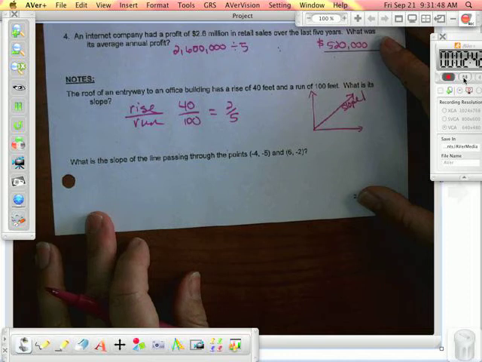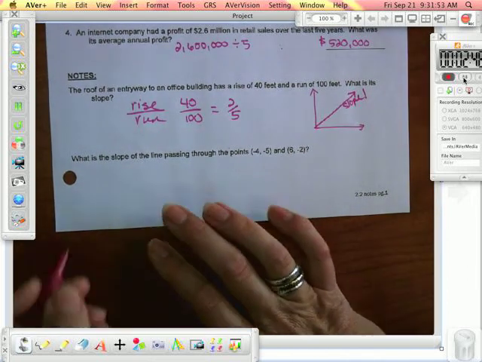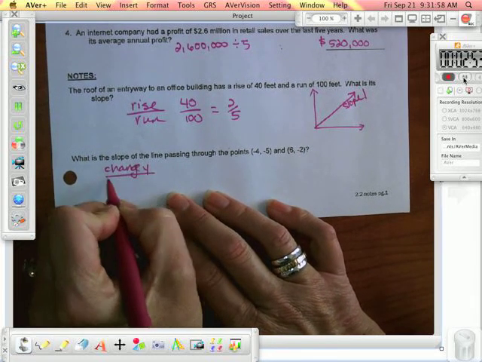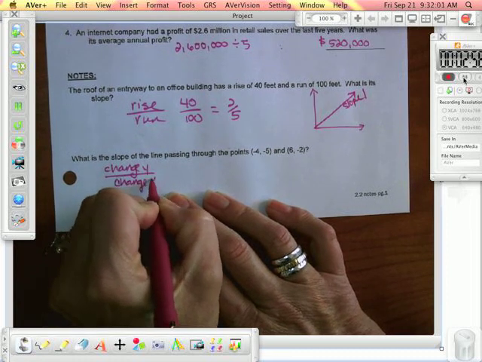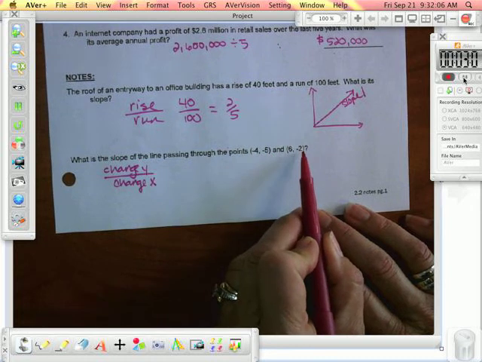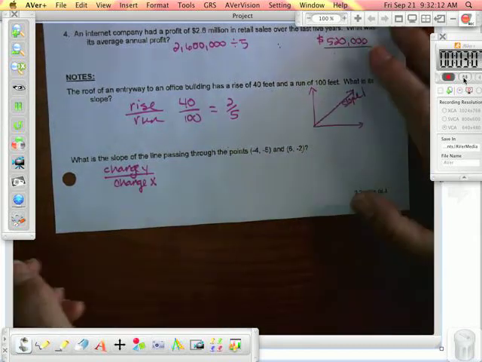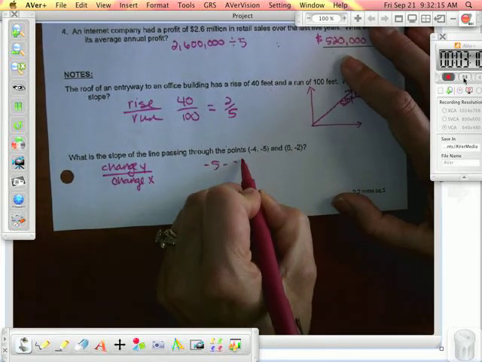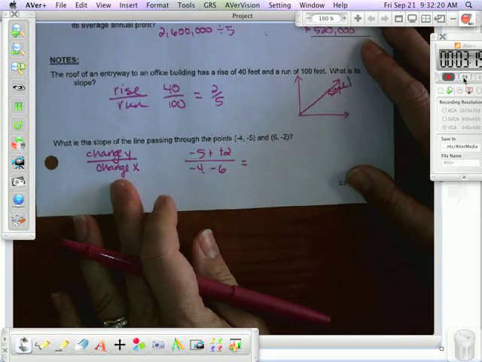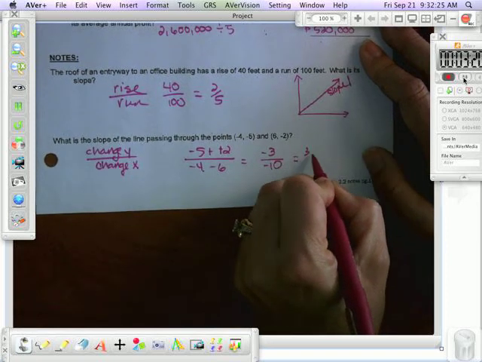What is the slope of the line passing through these 2 points? Now, you guys might have learned it a different way. You can use this equation, change in y divided by change in x, because you don't necessarily have to do y2 minus y1. You can do y1 minus y2. It doesn't matter. You just got to make sure you start with the same coordinates from the same point. So if I do -5 minus -2 and -4 minus 6, I get -3 over -10, which becomes 3/10, correct?